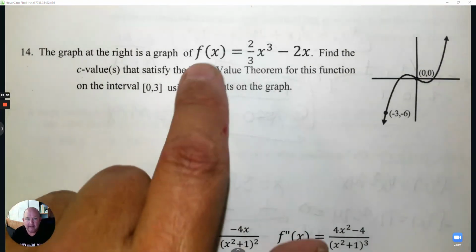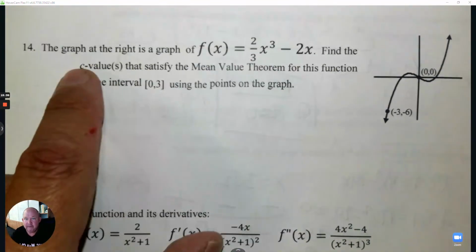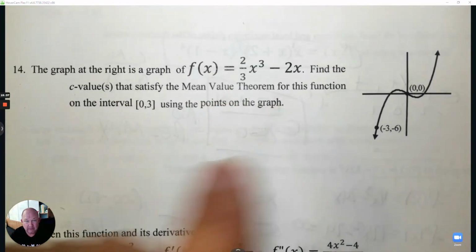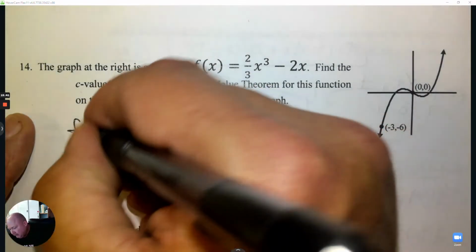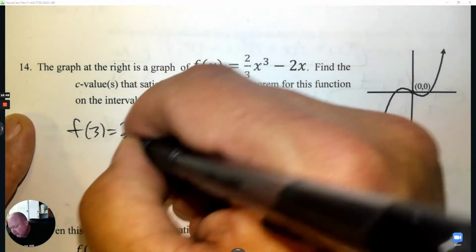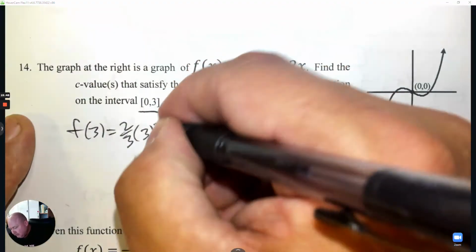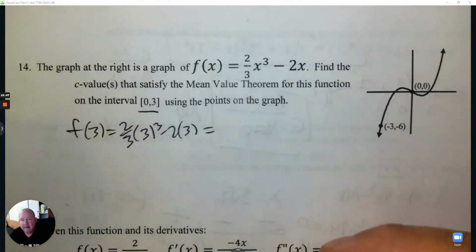The graph at the right here, we have a function. Find the C value that satisfies the mean value theorem. So I need to find A rock. So I'm going to use this interval. So I'm going to plug in 3. So that's 2/3 times 3 cubed minus 2 times 3. So I'm going to do that first.